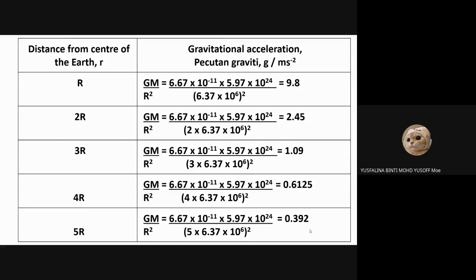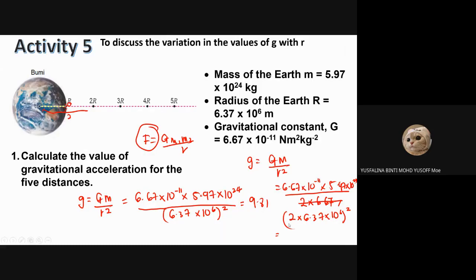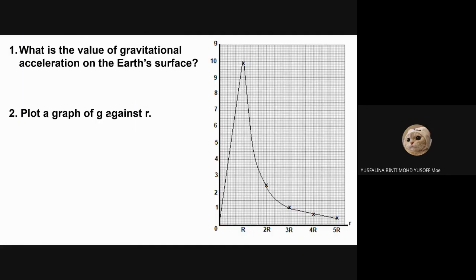Okay, so I just use r and 2r to calculate, so you can see that when the radius is increasing, the gravitational acceleration will decrease. If you see in the diagram here, from r to 5r, the value of g will decrease. What is the value of the gravitational acceleration on the Earth's surface? 9.8.